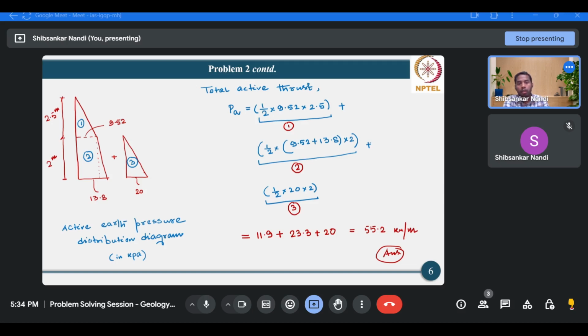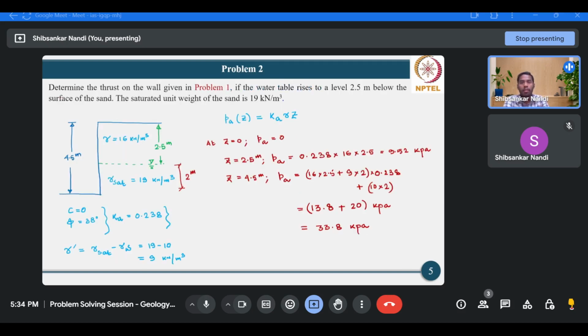Okay, so this is all for problem 2. As I mentioned earlier, this is a modified version of problem 1. We have dealt with the same retaining wall of height 4.5 meter, which is retaining the same backfill material, that is sand, having angle of internal friction 38 degree. However, in the first problem, there was no water table inside the backfill, and in the present case, there is a water table at a depth of 2.5 meter from the top surface of the backfill.